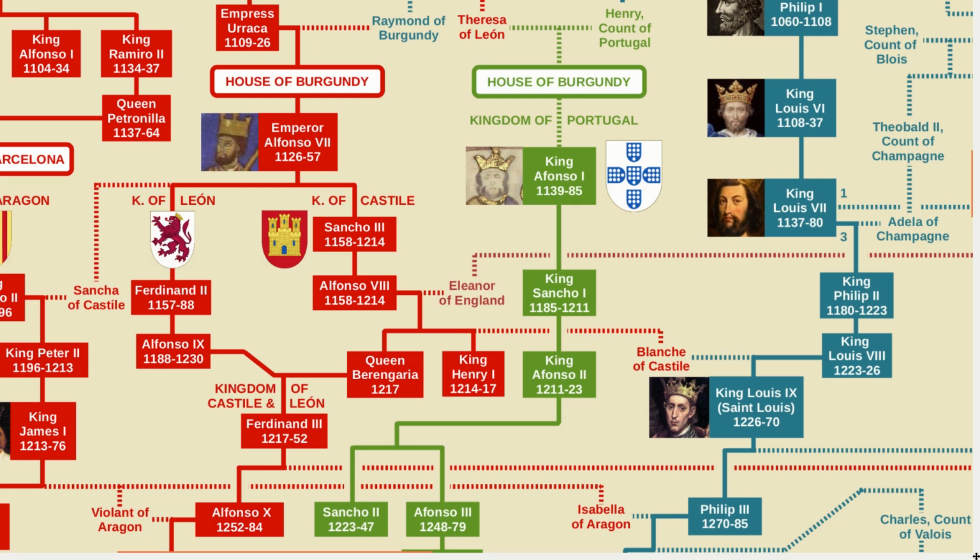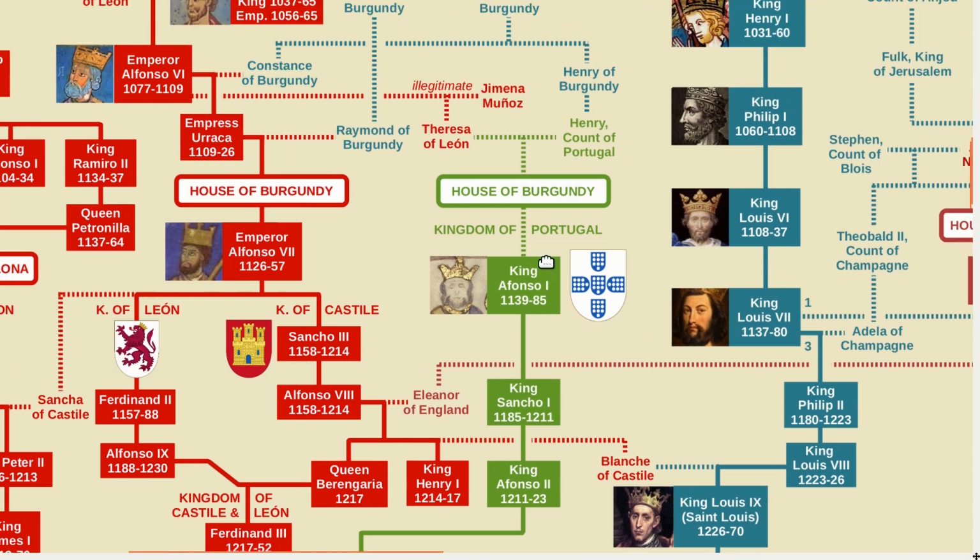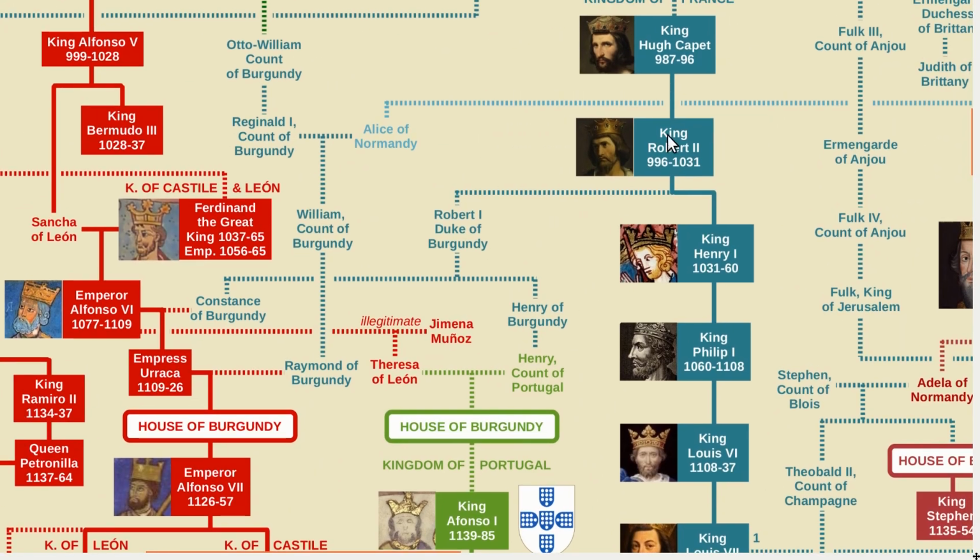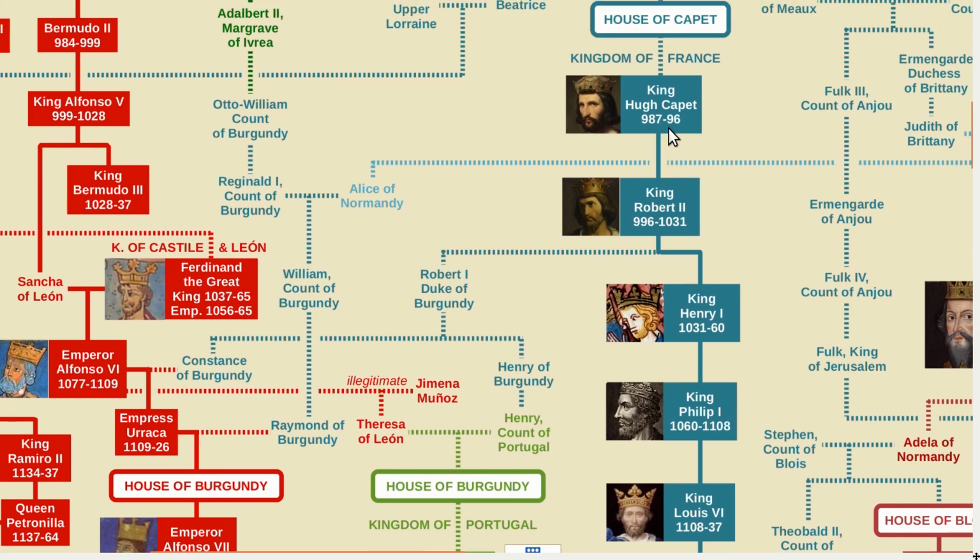So let's go back to the family tree chart to see the details. Here we have Hugh Capet, the King of France and founder of the House of Capet. He had a son, Robert II, who became King of France after him. And Robert II had two sons who lived to adulthood. His firstborn son, Henry, became King of France, and his secondborn son became Duke of Burgundy.